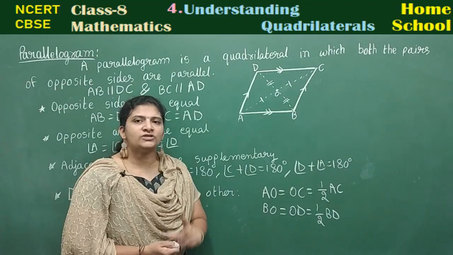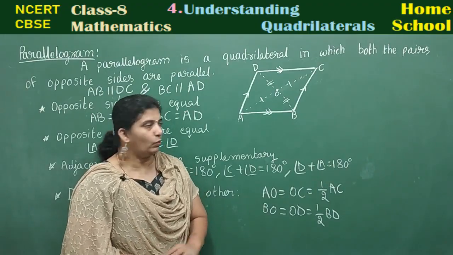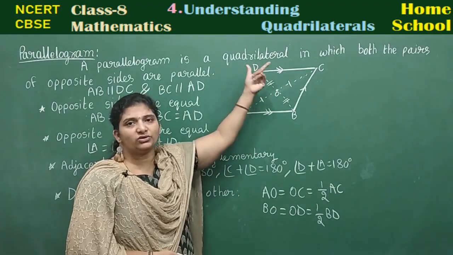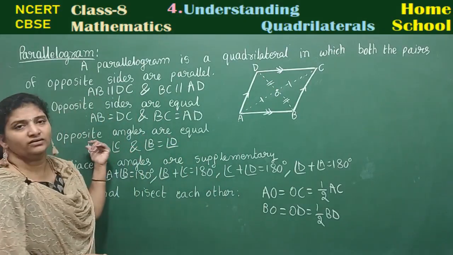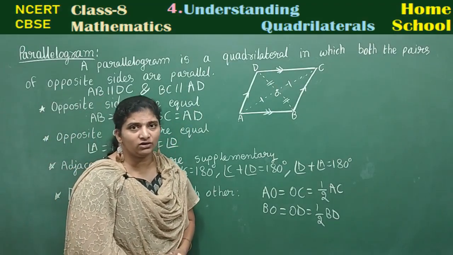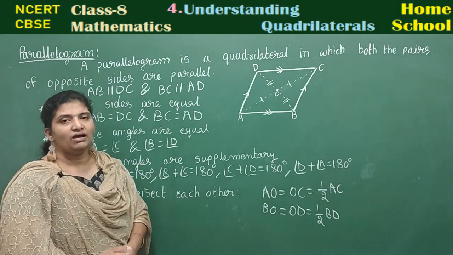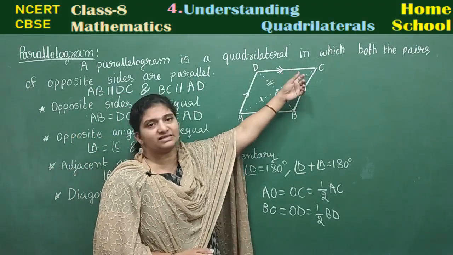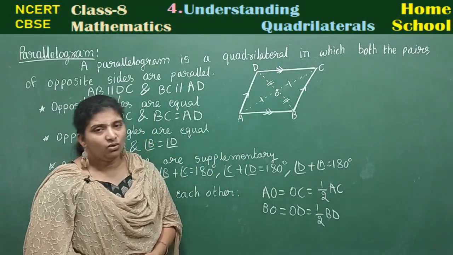First point, opposite sides are parallel. Second point, opposite sides are equal. AB equal to DC. Equal means length is equal. AB is equal to DC and BC equal to AD. And your third point, opposite angles are equal. Angle A equal to angle C, angle B equal to angle D. Fourth point, adjacent angles are supplementary. Adjacent angles are supplementary means angle A plus angle B is 180, angle B plus angle C is 180, angle C plus angle D is equal to 180, angle D plus angle A is equal to 180 degrees.